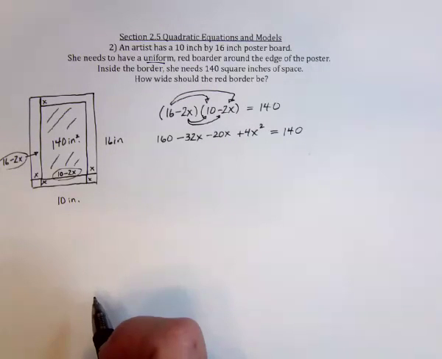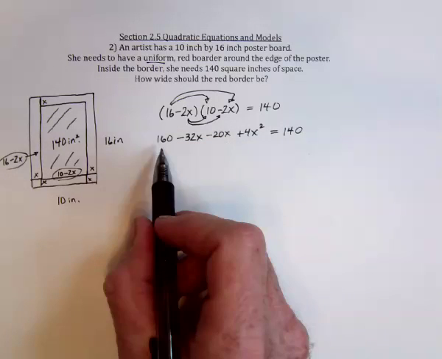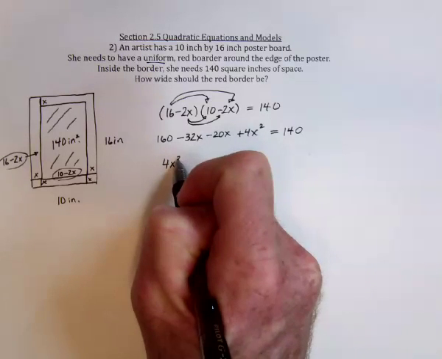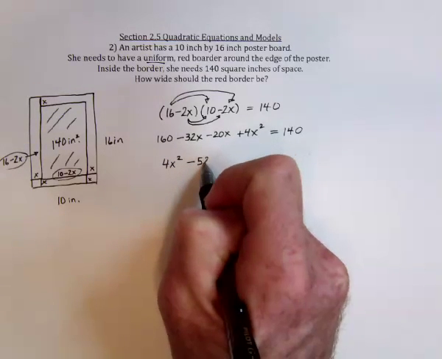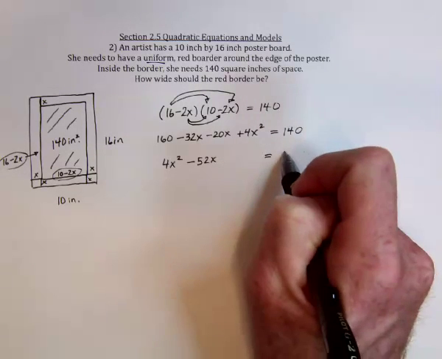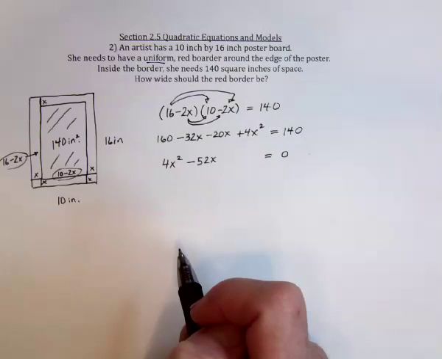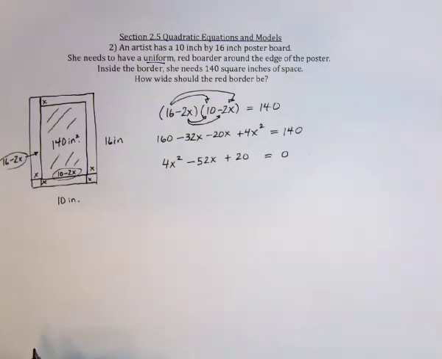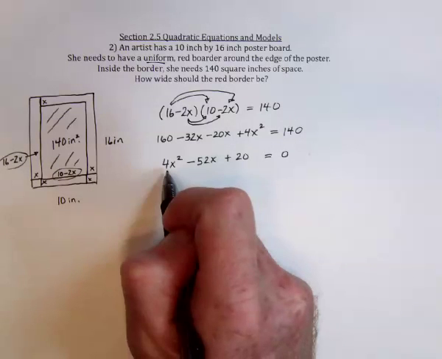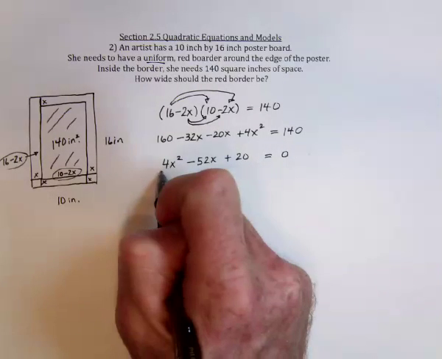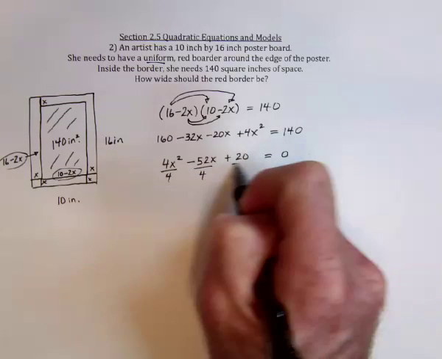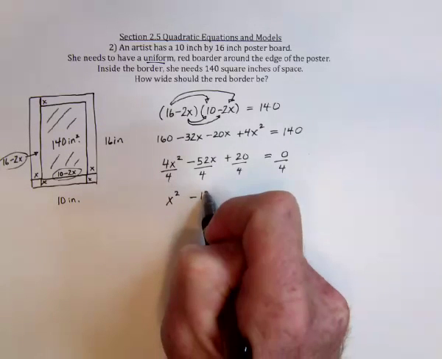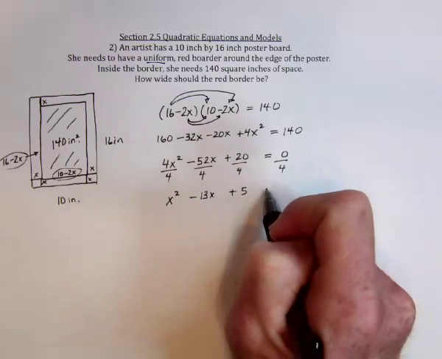And this one is quadratic in form. It's got an x squared, x terms, and constant terms. So I'll put them in order and combine like terms. 4x squared minus 52x. And if I subtract 140 from both sides so that I can have it set equal to 0, there's a result of 20. And before doing the quadratic formula, I think I'm going to divide everything by 4, since that would reduce it, making the work a little bit easier from then on. So we've got x squared minus 13x plus 5 is equal to 0.